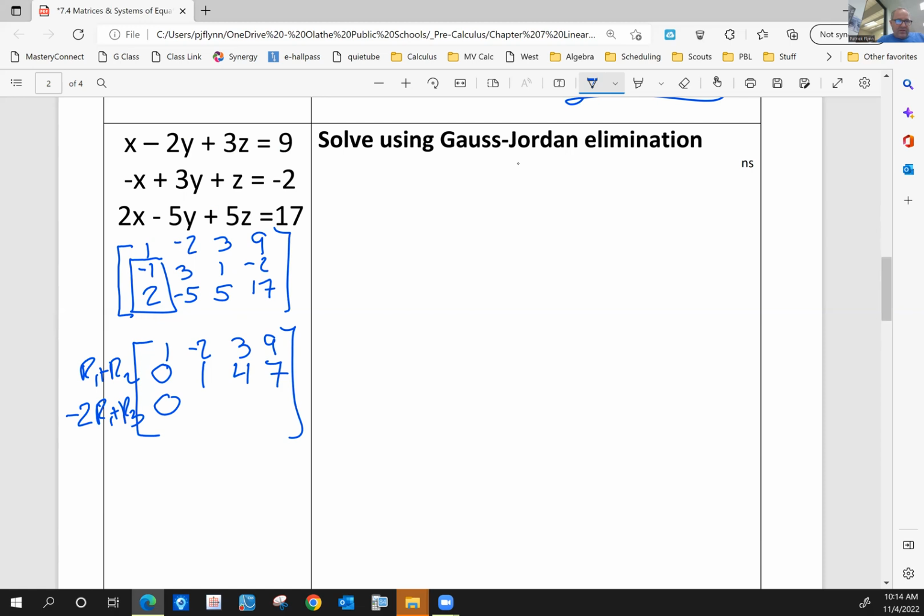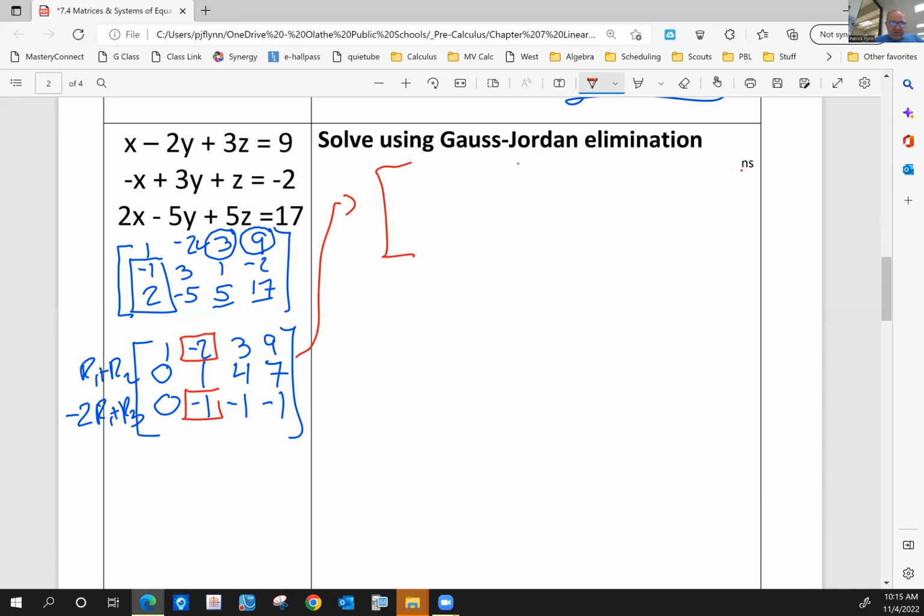So -2 times that is 4, and 4 and a -5 are -1. Times this by -2 is -6, plus 5 is -1. Times this by -2 is -18, plus 17 is -1. Okay. Now, the Gauss-Jordan method says, now that we've got the first column done, for the second column we need to get these two numbers to be a 0 next.